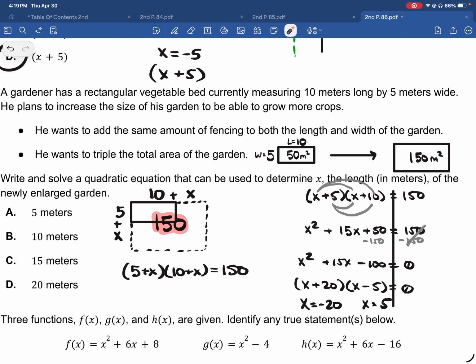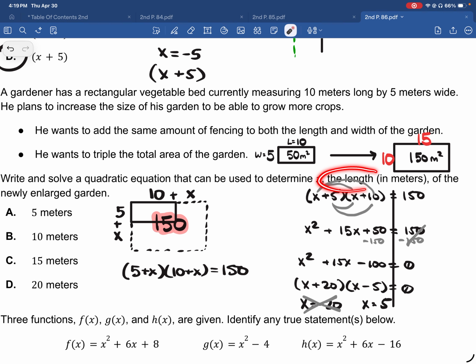Now, I can't actually subtract 20 off of each of these dimensions. It wouldn't make a larger rectangle. It wouldn't make a rectangle at all. But I can add 5. So the only correct solution here is 5. So 10 plus 5 gives me 15. And 5 plus 5 gives me 10. So the new garden should be 10 by 15.